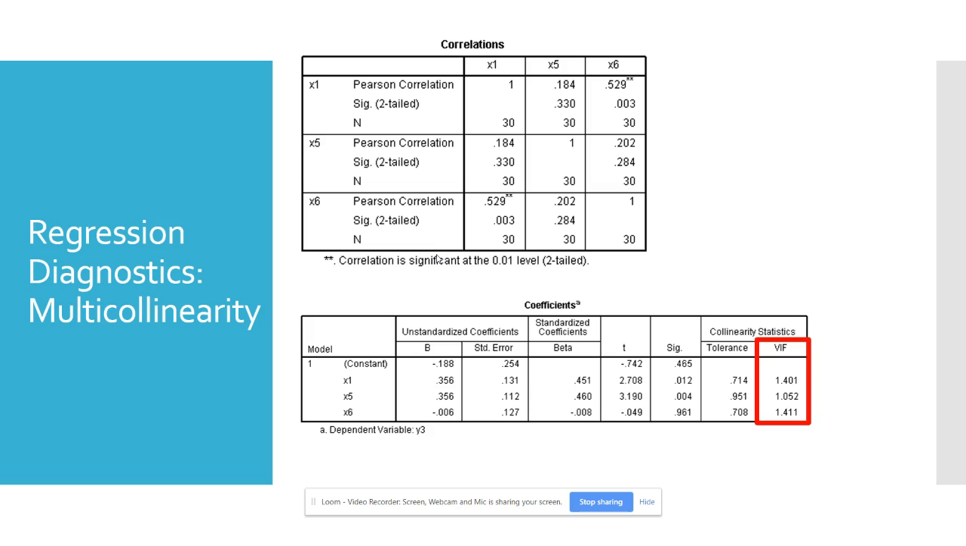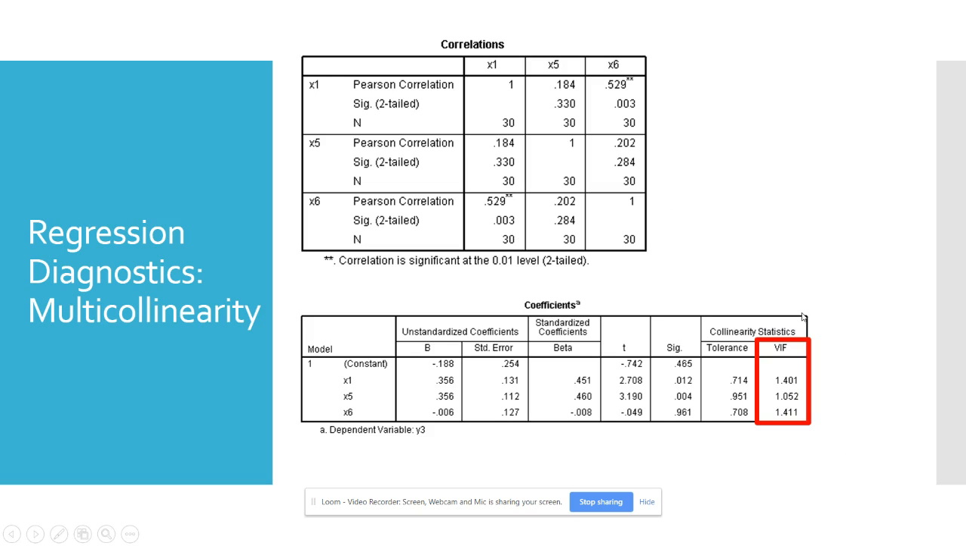So next, I checked for multicollinearity. So you can see from the correlation table that X1 and X5 are not significantly correlated with each other, but that X1 and X6 are. So this violates the assumption of not having multicollinearity.